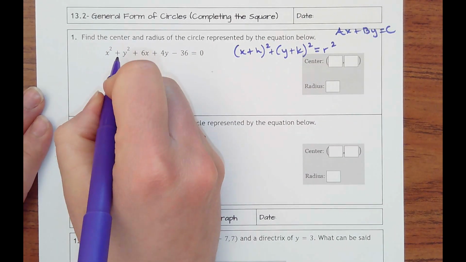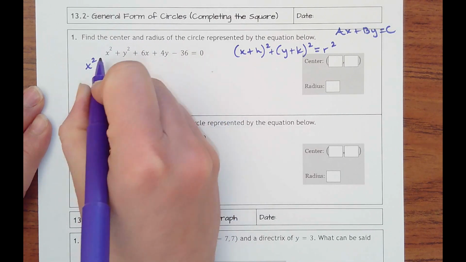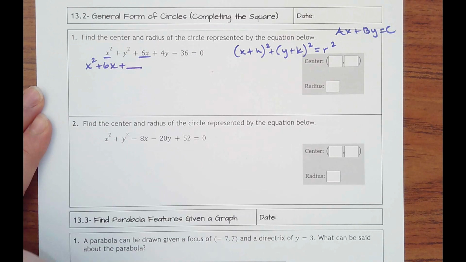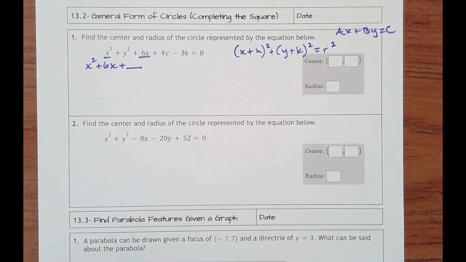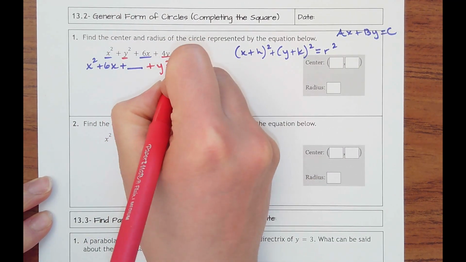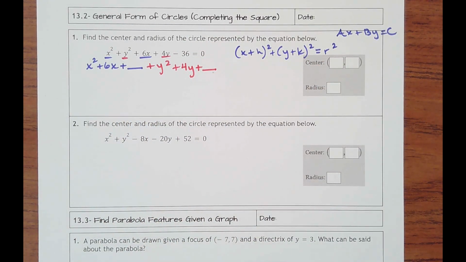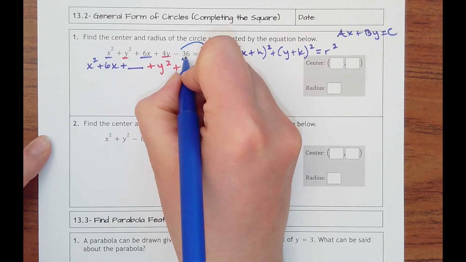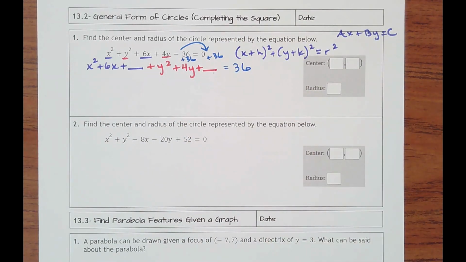So what you want to do is rewrite this so that you have your x terms right next to each other. So I'm going to put x squared plus 6x, and then I'm going to put plus blank, and I'll show you why. Then I'm going to group my y terms together. So then I'm going to put plus y squared plus 4y plus blank. And then I'm going to move my constant term to the other side. So I'm adding 36, making it now positive. So that's step number 1.